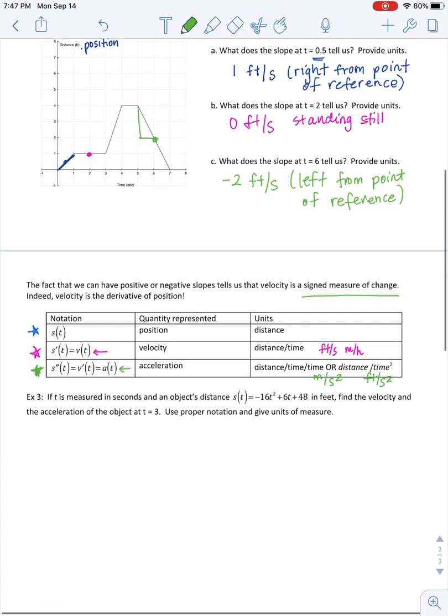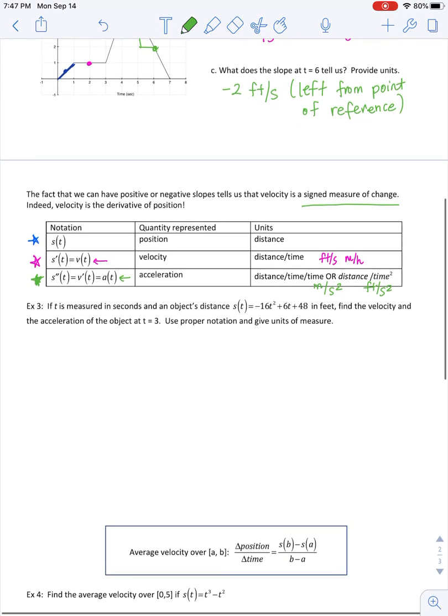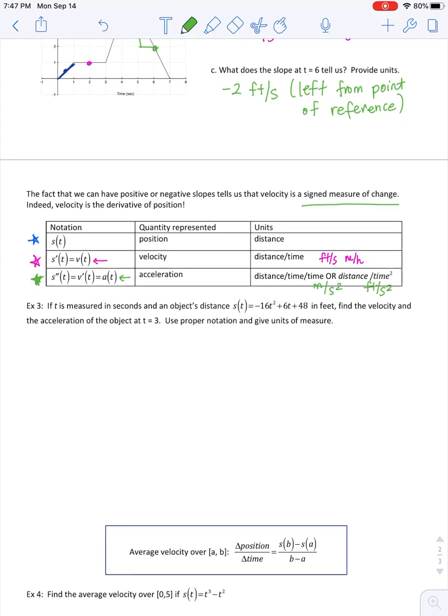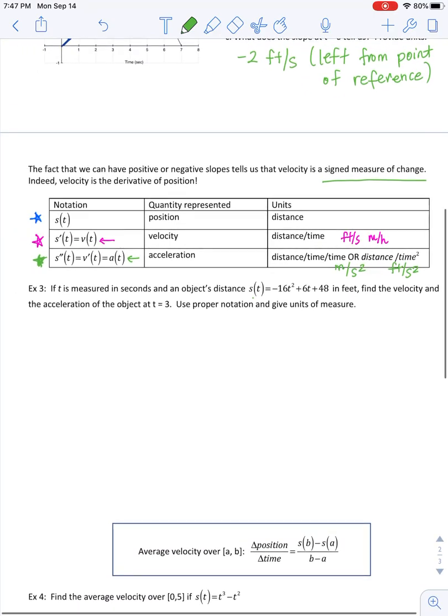So we're going to have to be able to work with these functions in calculus as well as physics. And that's good for those of you that are enrolled in both classes. You'll be able to see the parallels. So example 3 is a nice, simple example. It says time is measured in seconds. An object's distance or position is S of t equal to negative 16t squared plus 6t plus 48 in feet. Find the velocity and the acceleration of the object at t equals 3. Use proper notation and give units of measure.